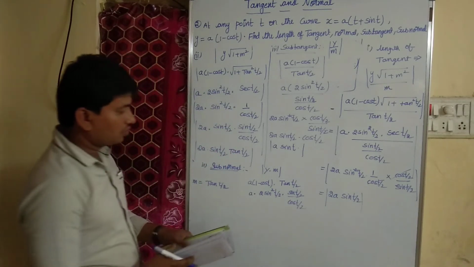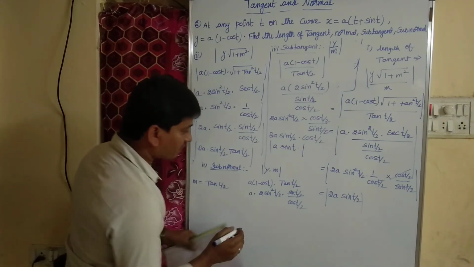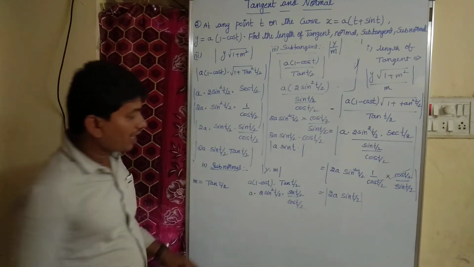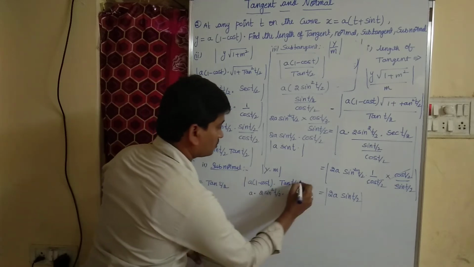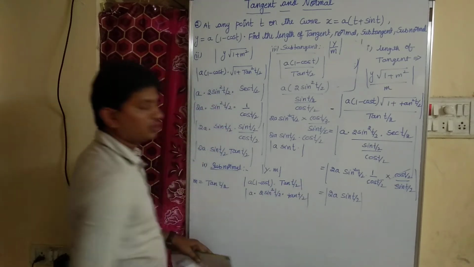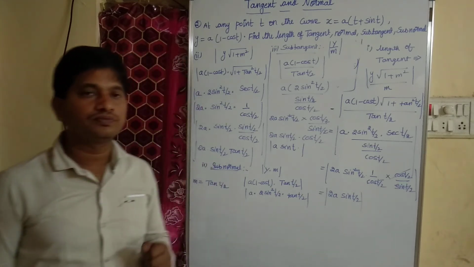Right? So the answer is 2a sin square t by 2. Let it be, don't rewrite tan t by 2, you write down tan t by 2 only, into tan t by 2. So the answer is what? 2a sin square t by 2 into tan t by 2.